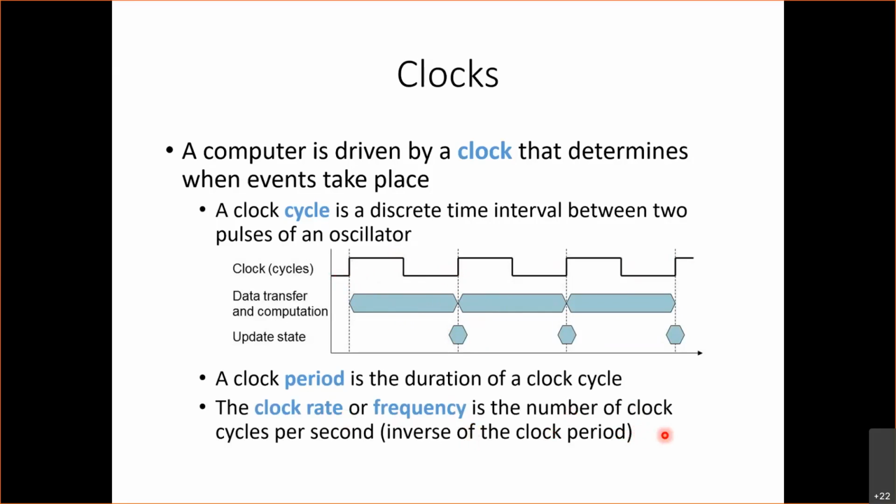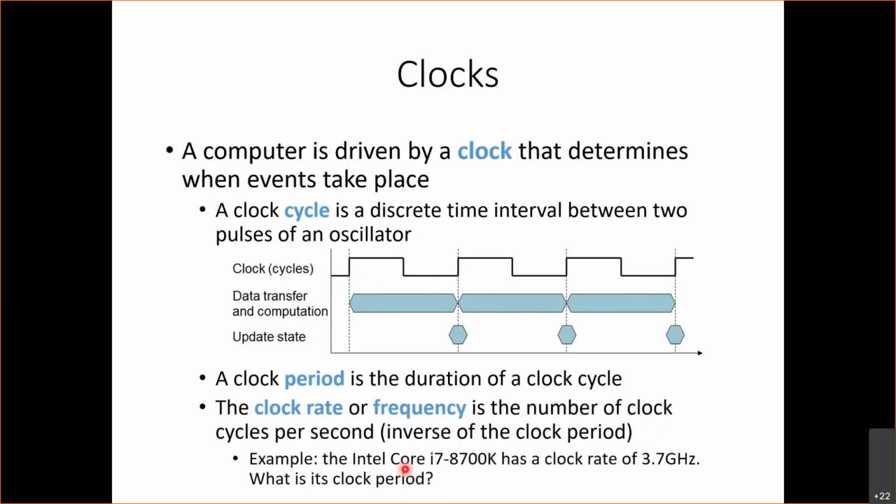So when we say, for example, that the Intel Core i7 has a clock rate of 3.7 gigahertz, what we mean is that this processor executes 3.7 giga, or billion, cycles every second. And then if you want to find out the clock period, you basically take the inverse of this. So 1 over 3.7 gigahertz, whatever that value is, is going to be the clock period. Okay.